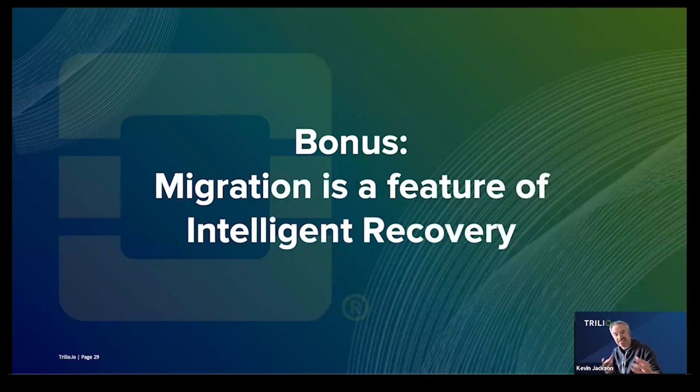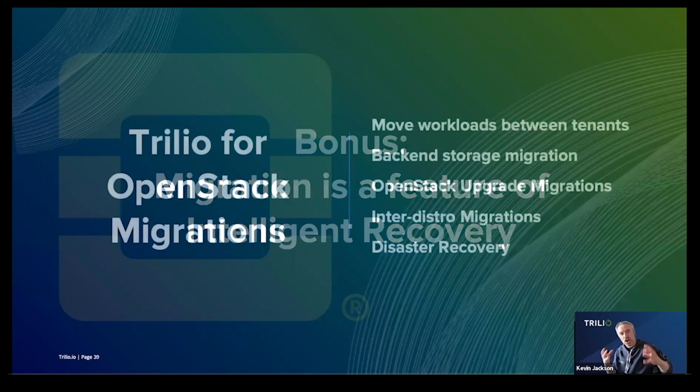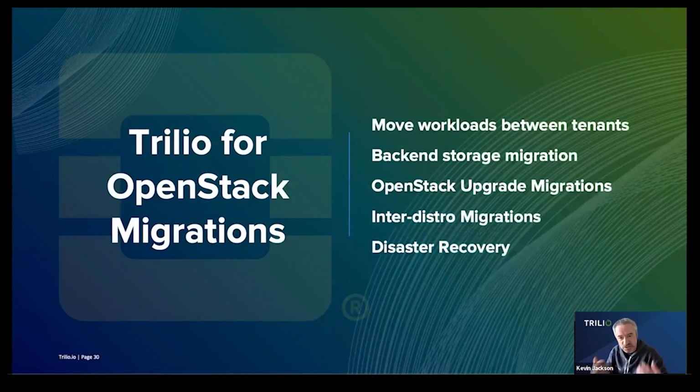But we can take this a little step further. Given the concept that our intelligent recovery process is orchestration, you start to get into the world of, well, how can I use this effectively? Bear in mind, I told you that this is an evolution of productivity. It's an evolution of ownership. And you can see here, we can effectively use Trilio to do complex tasks within OpenStack. So we can do things like move workloads between tenants. I'm going to show you that in a demonstration shortly.